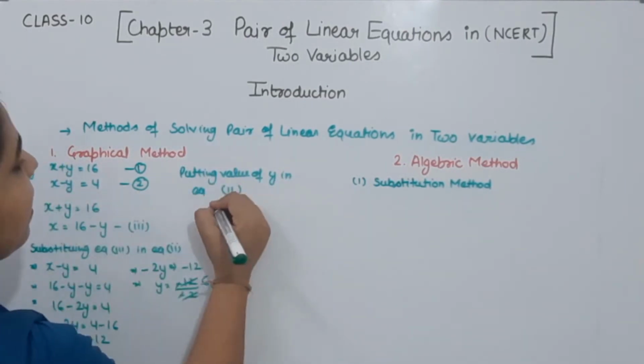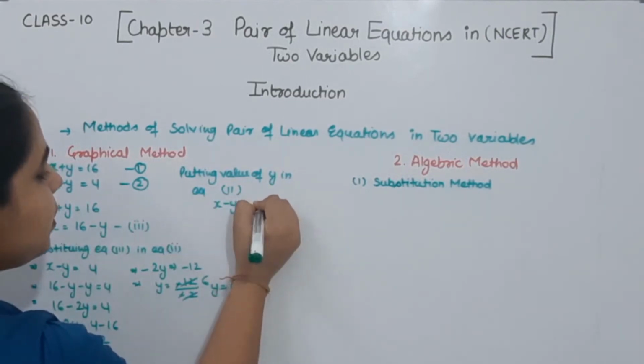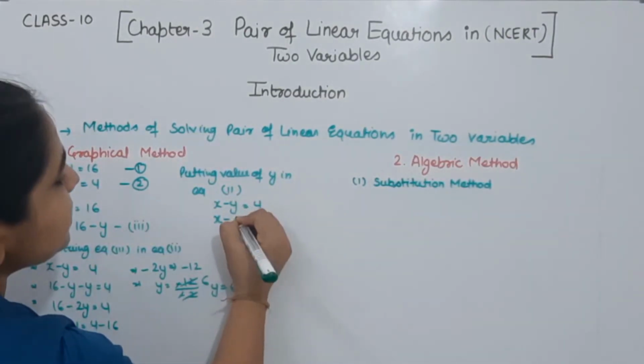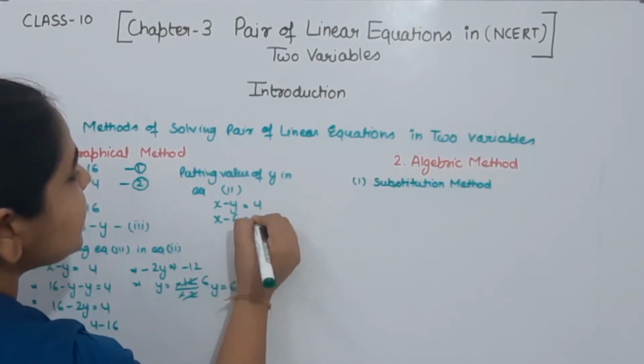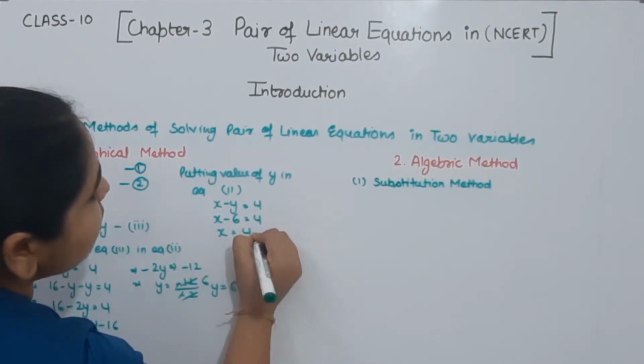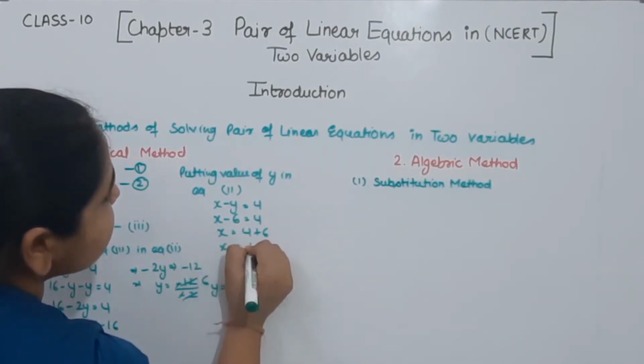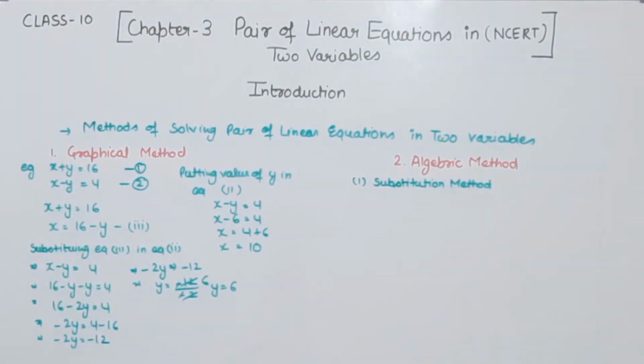So this one we are having x minus y is equal to 4. Y we are having is 6. So we'll have x minus 6 is equal to 4. X is equal to 4 plus 6. The value of x we are having is equal to 10.